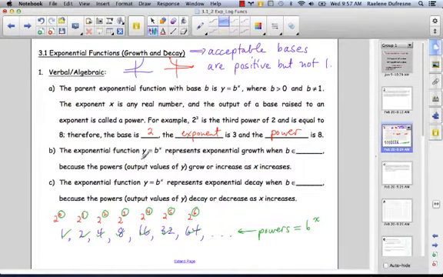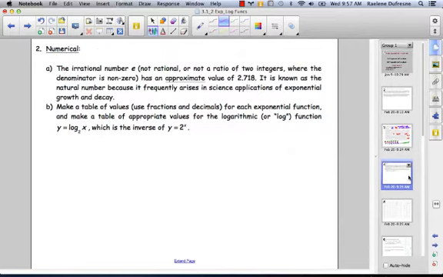The exponential function y equals b to the x represents exponential growth as long as the base is greater than 1, and the exponential function represents decay whenever the base is between 0 and 1. So we can see in this case we are excluding bases that are 1, 0, or negative. So we are only looking from 0 to 1, not including 0 or 1, or greater than 1.